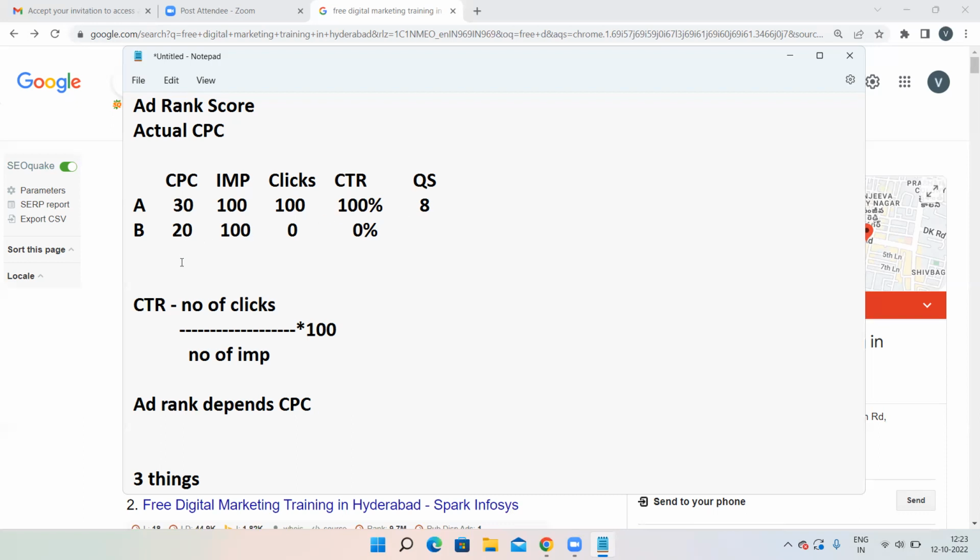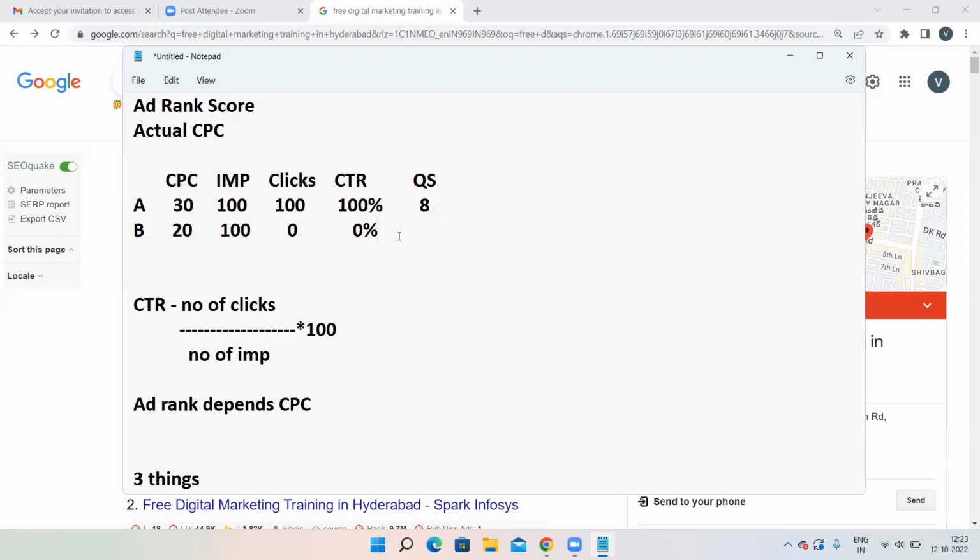Now, what B is doing, B thinks that it is really smart and it is clicking on A's advertisement to exhaust his daily budget. But who is getting benefited over here? A's CTR is increasing. And if A's CTR is increasing, what is happening? Obviously, A's quality score also will be increasing because CTR is a part of quality score.